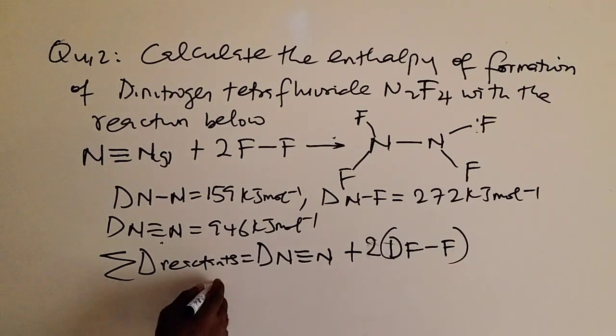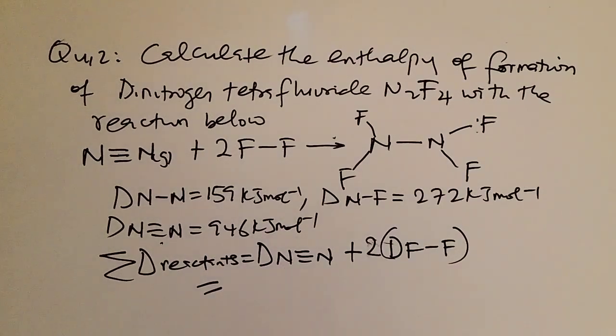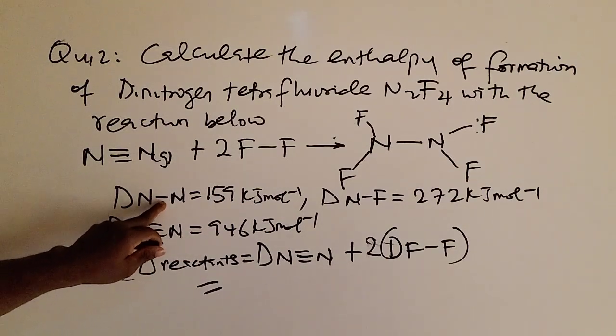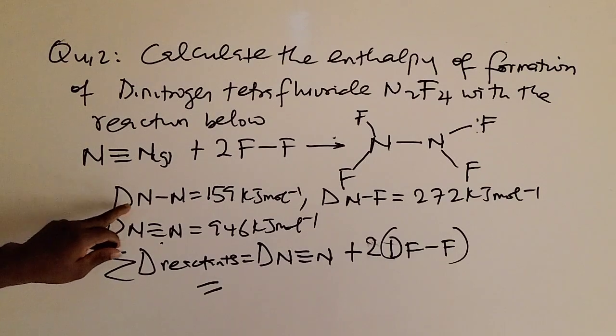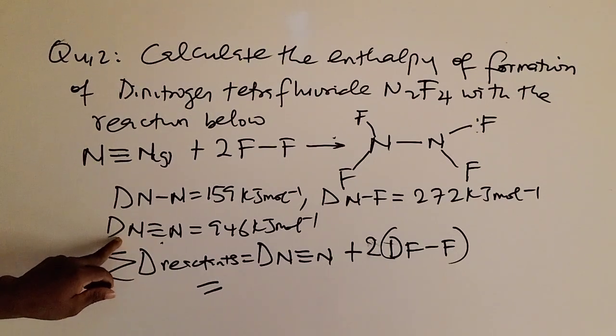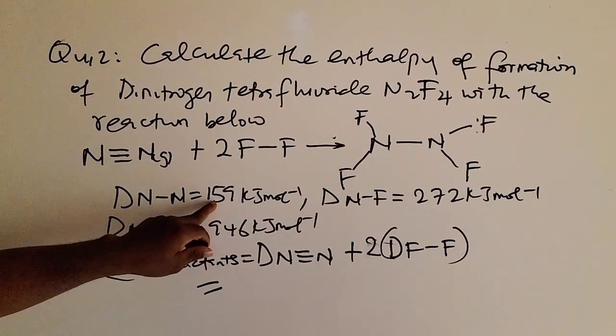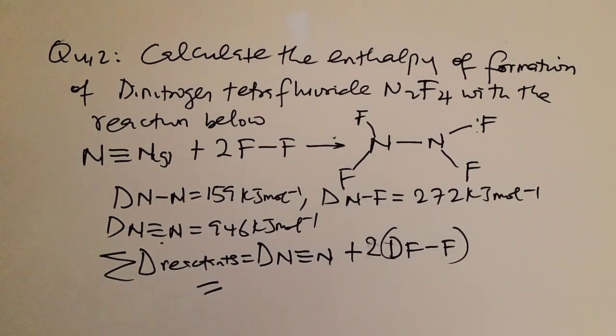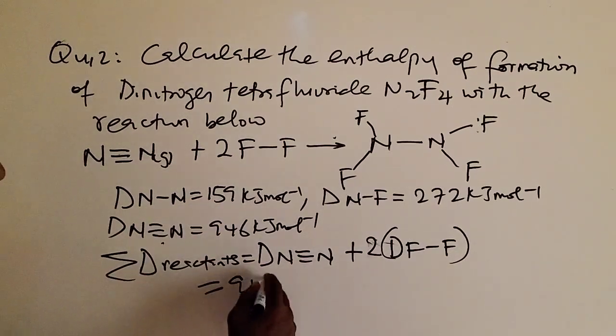So for the nitrogen triple bond, look at the values given to you so you don't get confused. This is the nitrogen single bond, which is different from this. The bond energy of the nitrogen triple bond is under 946, not 159. So the bond energy of the nitrogen triple bond is 946.